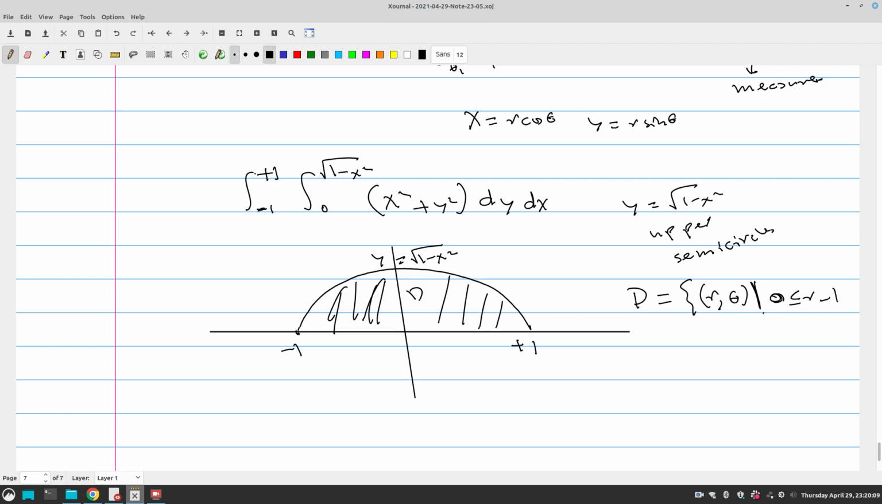Right, r goes from 0 to 1, and theta goes from 0 to pi. And x squared plus y squared can be written as r squared.